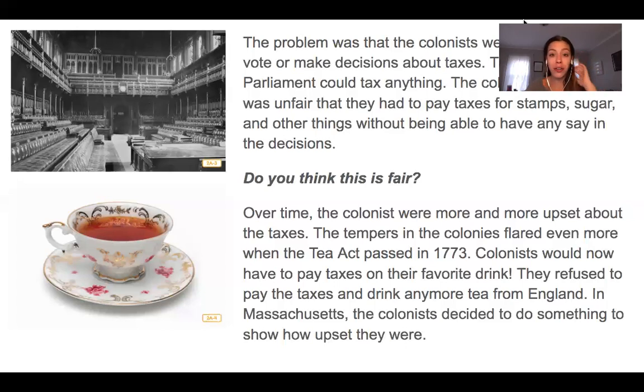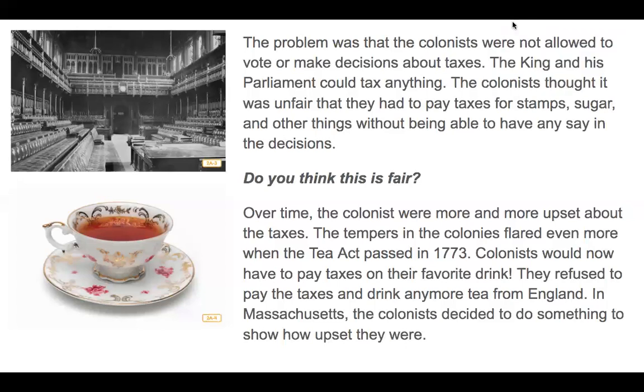Imagine if your favorite drink or your favorite food that you had every single day always had a big tax on it, like you had to pay extra money for it. I think I'd be pretty mad.